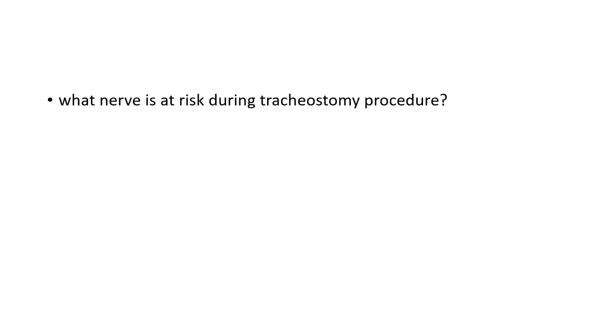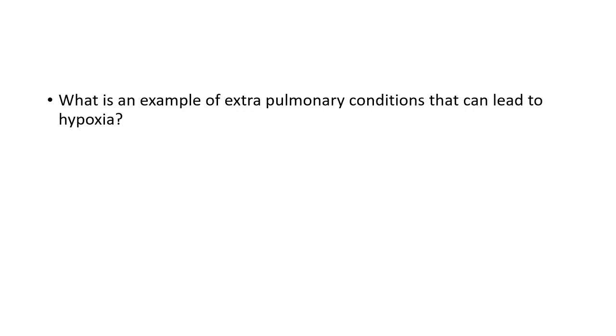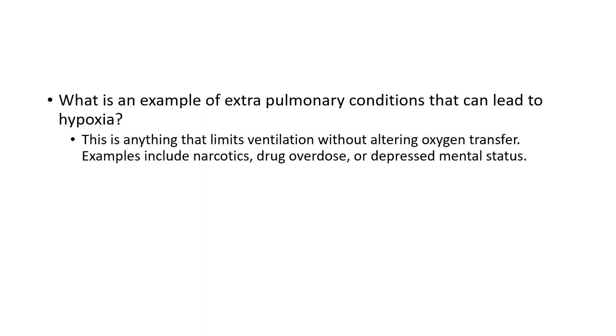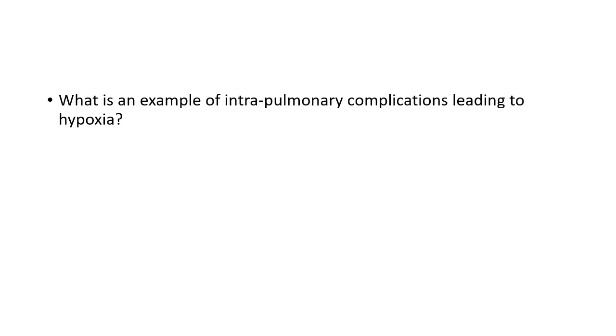What nerve is at risk during tracheostomy procedure? The recurrent laryngeal nerve. What is an example of extrapulmonary conditions that can lead to hypoxia? This is anything that limits ventilation without altering oxygen transfer. Examples include narcotics, drug overdose, or a depressed mental status.